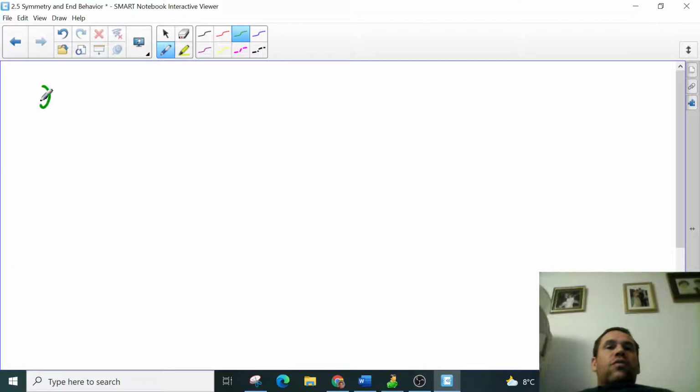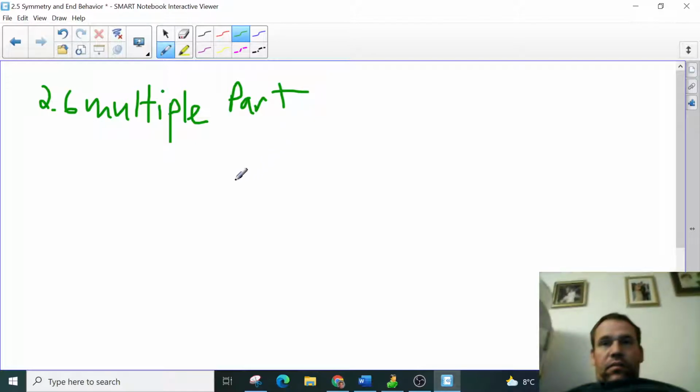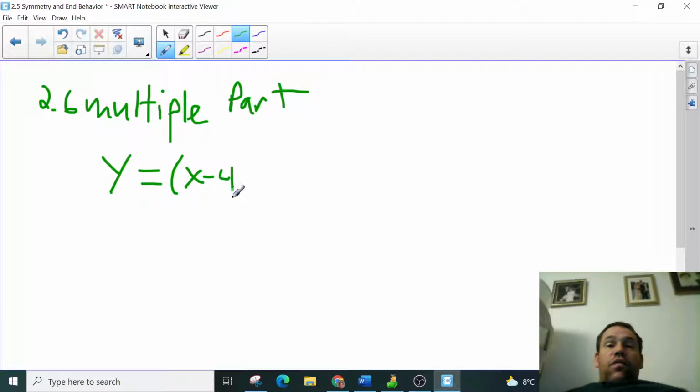We're actually going to do the 2.6, which is like the multiplicity part. And so I want you to get out a blank sheet of paper so you can take some good notes on this, help you ace it on the test. So 2.6, this is the multiplicity part. So I want you to shout out some numbers between 1 and 4 actually. So we're going to do y equals x minus 4.